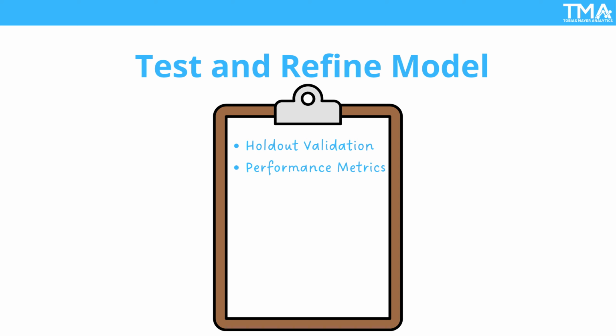Performance metrics. Evaluate the model's performance using appropriate metrics for churn prediction, such as accuracy, precision, recall, or F1 score. These metrics provide insights into the model's ability to correctly identify churned customers and non-churned customers. Refining the model. If the initial model's performance is not satisfactory, refine it by making iterative adjustments. Consider the following techniques. Feature selection.